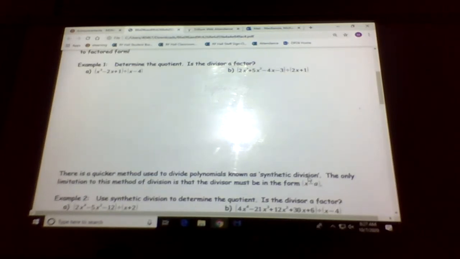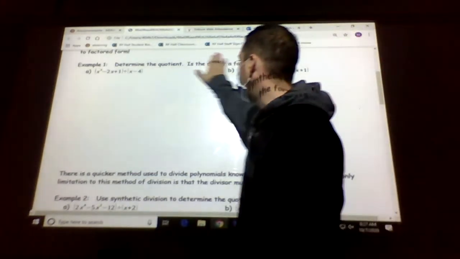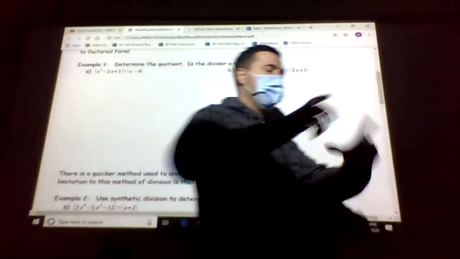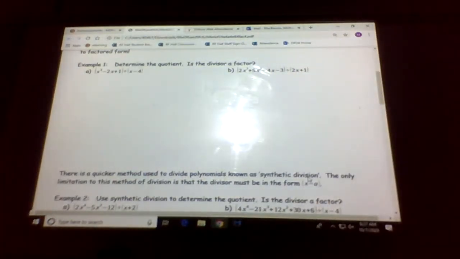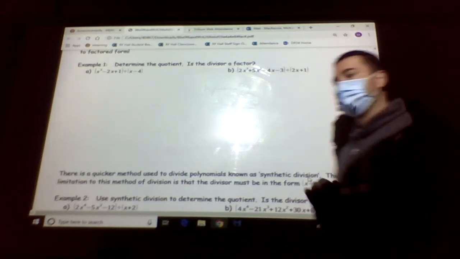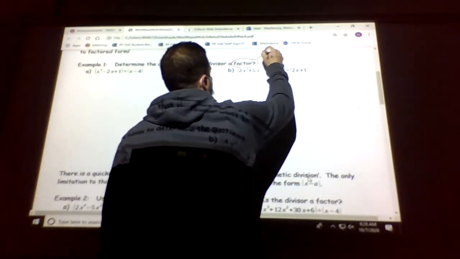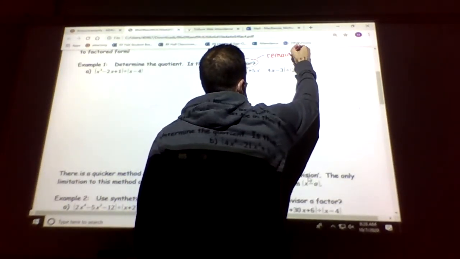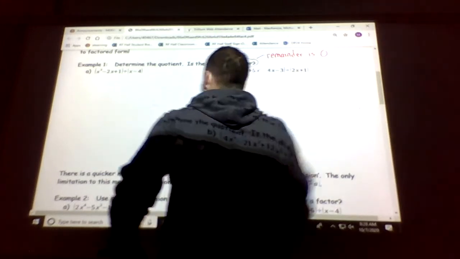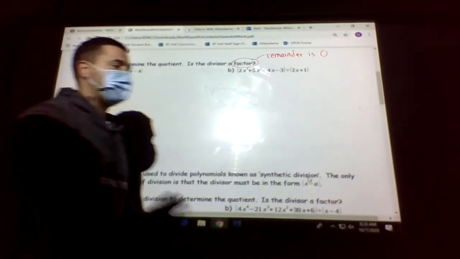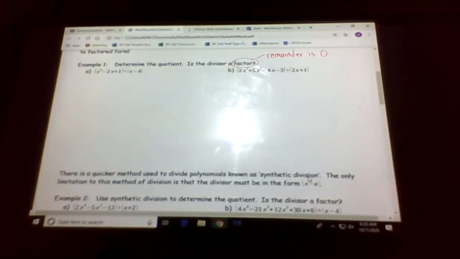Determine the quotient. And then it says, is the divisor a factor? So determine the quotient means get the answer. Let's divide it and let's get an answer. And then it says, is it a factor? It's only a factor if there's no remainder. Only a factor if the remainder is 0, or there isn't a remainder, however you want to write it. It's the only way it's a factor. If there is a remainder, it is not a factor.